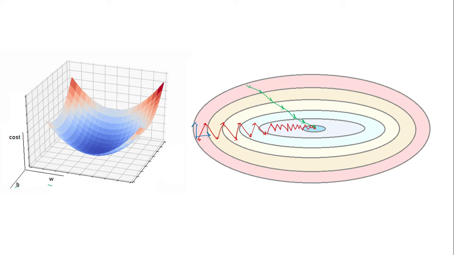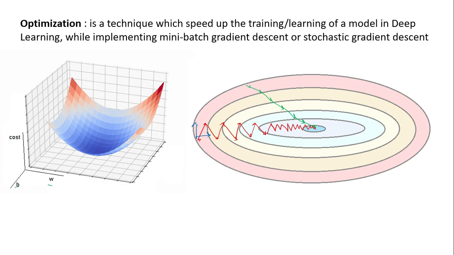description box. And this is where the optimization techniques help us. What optimization does is that it speeds up the training of our model and makes this zigzag path much straighter. It will reduce this vertical movement and increase the horizontal movement. And thus the final path will look something like this.